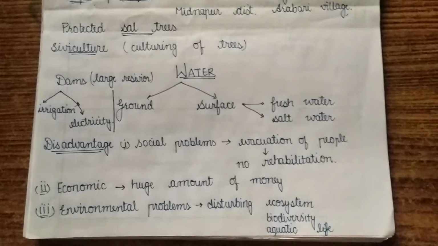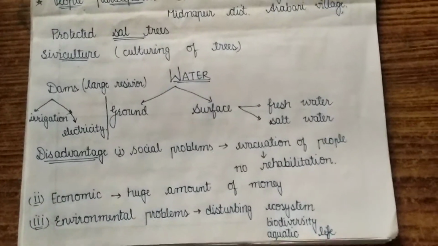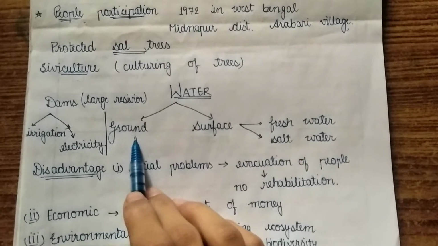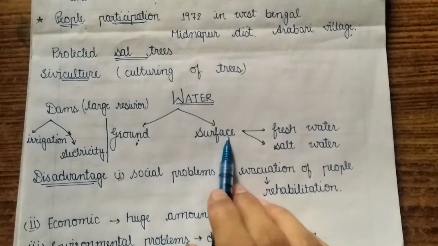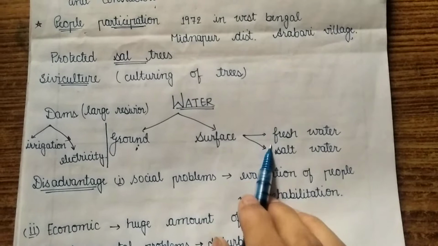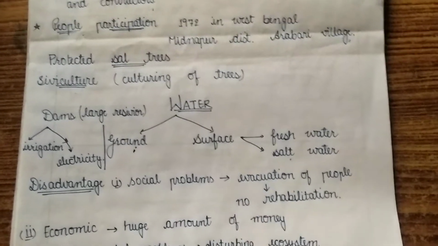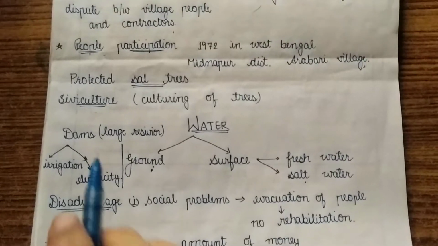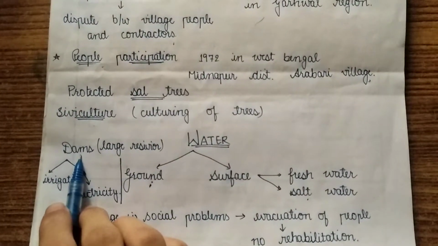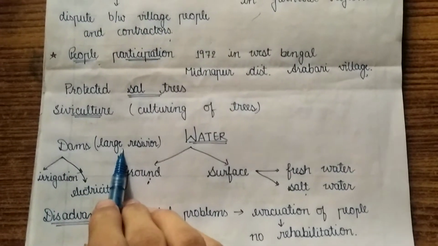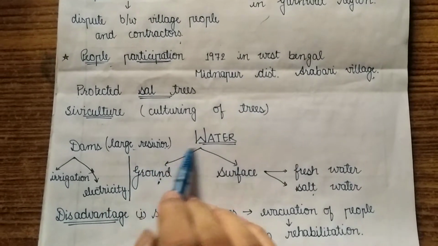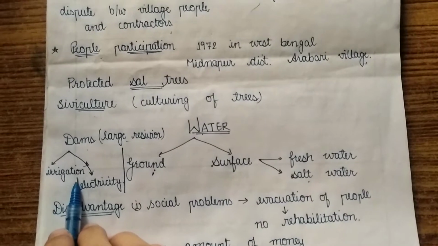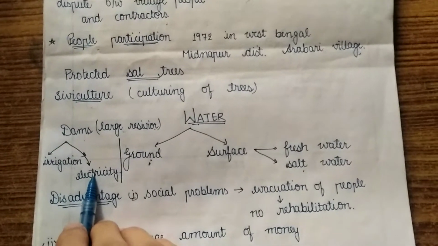Now the next heading is water. Water is divided into two subparts, groundwater and surface water. Surface water is again divided into two, fresh water and salt water. Now, to store water for summer and for future use, the government has made some dams. Dams are also known as large reservoirs of water. The main purpose of dams is irrigation and to produce electricity.